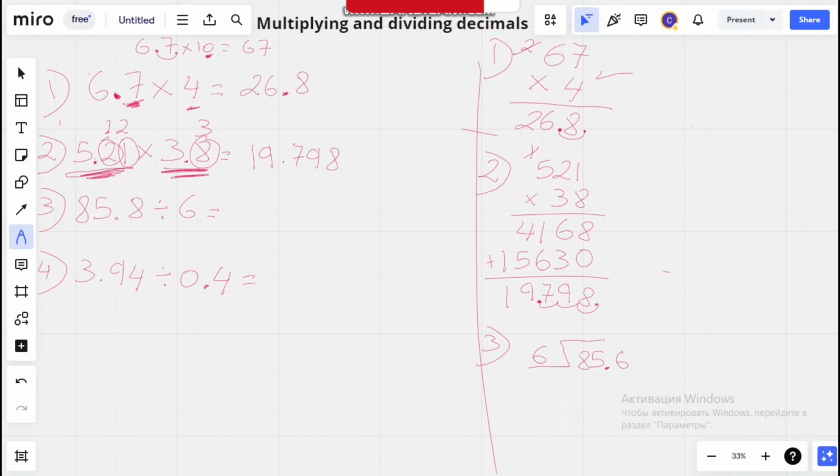Now how many 6s can you put in 8? You can put 1. 1 times 6 is 6. 8 minus 6 is 2. Then you bring down the 5. How many 6s can you put in 25? 4. 4 times 6 is 24. Equals 1. And then when you reach the decimal, you put it up here. Okay? And then you bring down the 6. How many 6s can you put in 16?